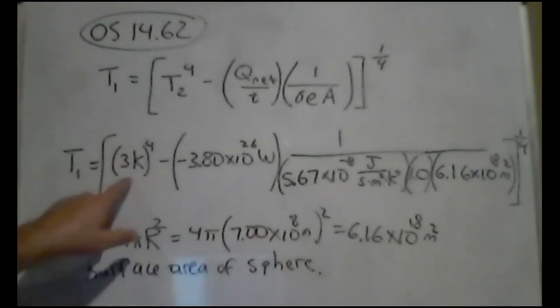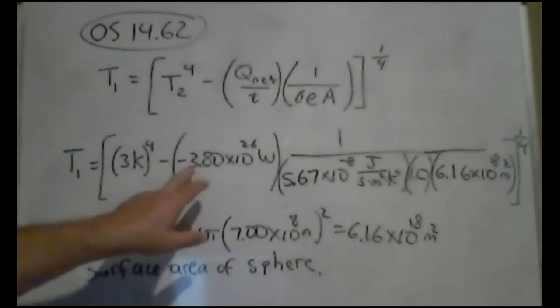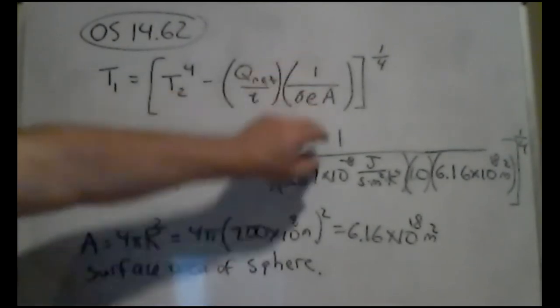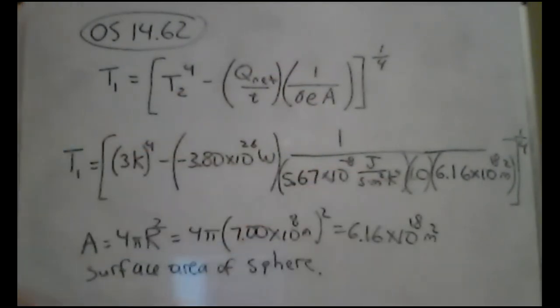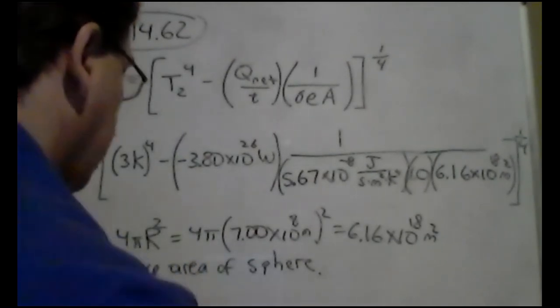So again, T1 to the fourth is the minus Q net over t. We're told the sun radiates 3.26 watts, and then 1 divided by sigma epsilon A, sigma being the Stefan-Boltzmann constant. We're told that the sun's a perfect black body, so its emissivity is 1.0. And this is the surface area of the sphere. Okay, so I'm going to erase this now.